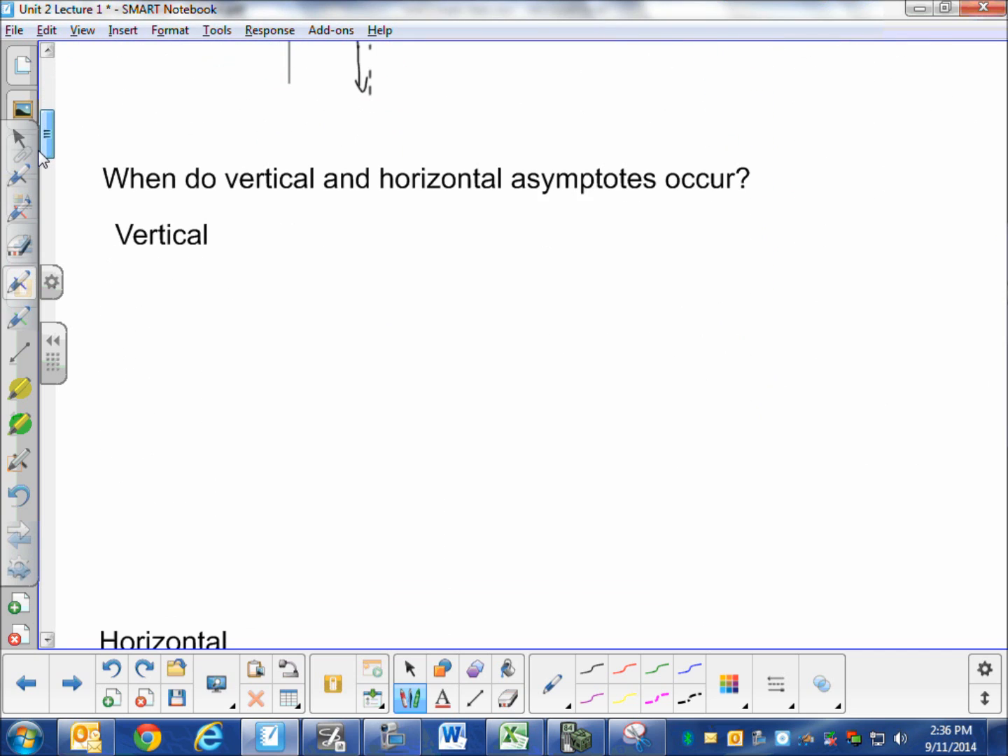When do vertical and horizontal asymptotes occur? Using calculus notation or limit notation, a vertical asymptote occurs when the limit as x approaches some value from the right or the left of a function equals positive or negative infinity. Vertical asymptotes occur when limits equal infinity, positive or negative. Now, it can't really equal infinity, but we'll talk about that.